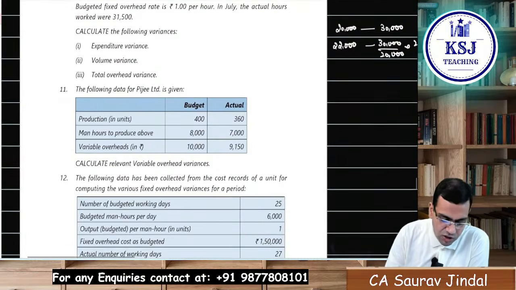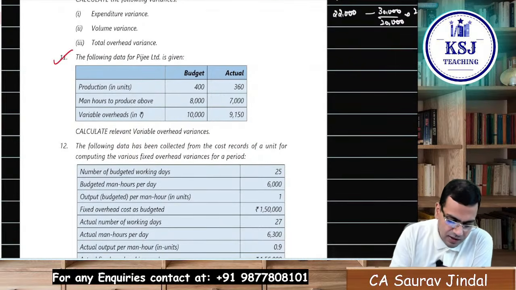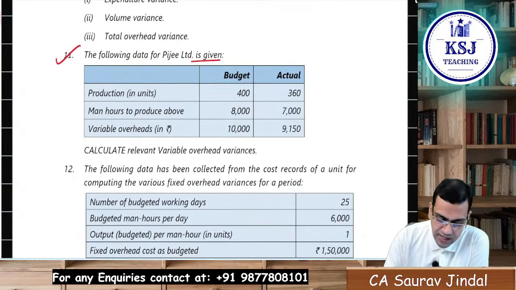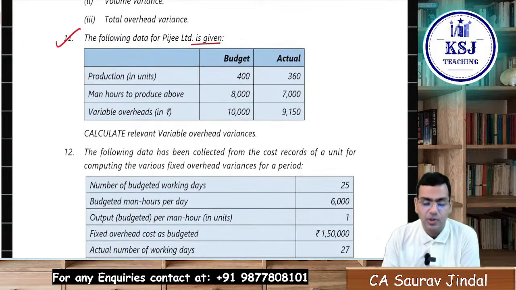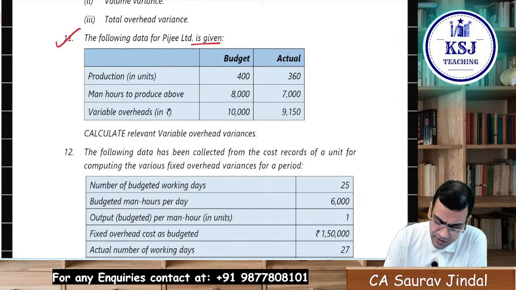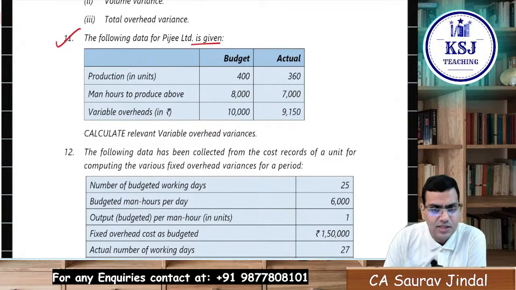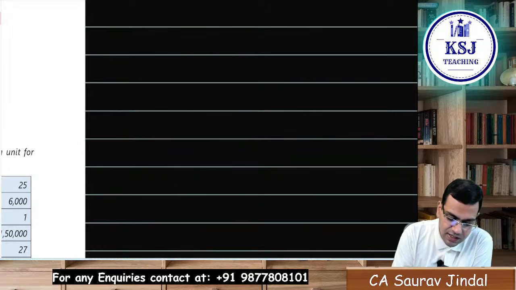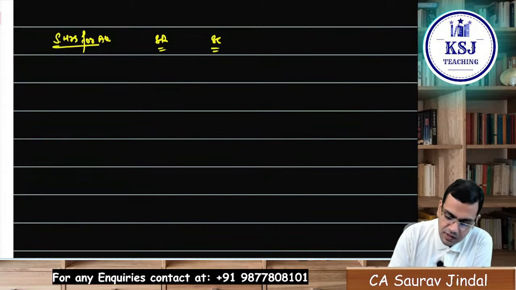Okay, so let's move on to question number 11 now. The following data for PG Limited is given, budget and actual, the production is given, man hours to produce above is given, and the variable overheads are given. Calculate the variable overhead variances. Okay, so calculate the variable overhead variances. Again, standard hours for actual output, standard rate, standard cost, actual hours, actual rate, and actual cost.